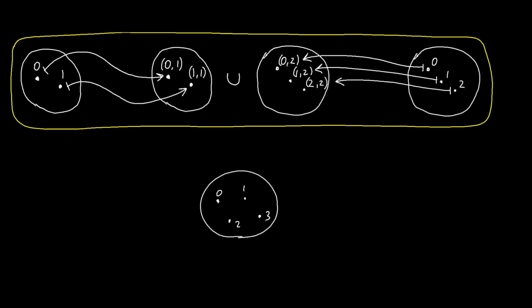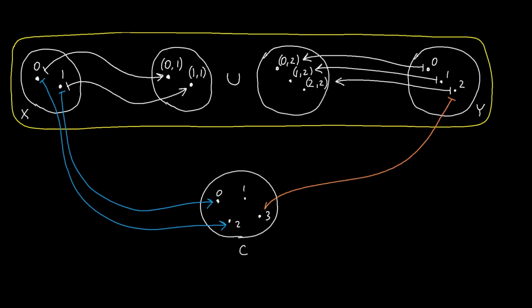And now I need 2 functions. So here's my x, and that's my y, and this is my c, and then I need a function from x to c. So I could choose it to, for instance, map 0 to 2 and map 1 to 0. Let's call this the blue function. And then let's also draw an orange function that will be from y to c. Let's say y maps 2 to 3, it maps 1 to 1, and it maps 0 to 1 as well. This is our f function, the blue one, and the orange one is our g function.